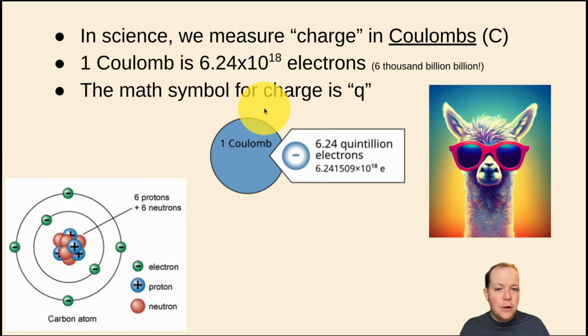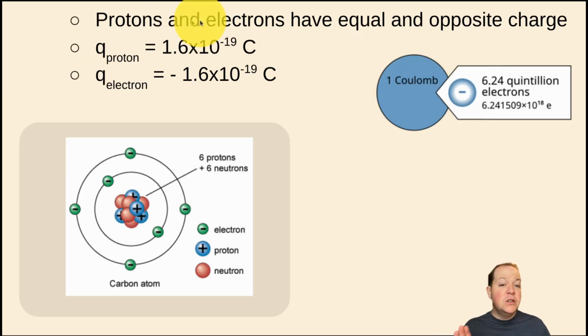The math symbol for charge is lowercase letter q. C is already taken for other things in physics, so they like to use different variables as often as they can, so they use q for charge, all right? Now, protons and electrons have equal and opposite charge, okay? The charge of a proton is positive, a charge of an electron is negative. We already know that, but it turns out even if we measure the actual charge of each of these two things, they have the same amount. But remember, we say that protons are positive and electrons are negative. So the quantity of charge is the same, 1.6 times 10 to the negative 19.